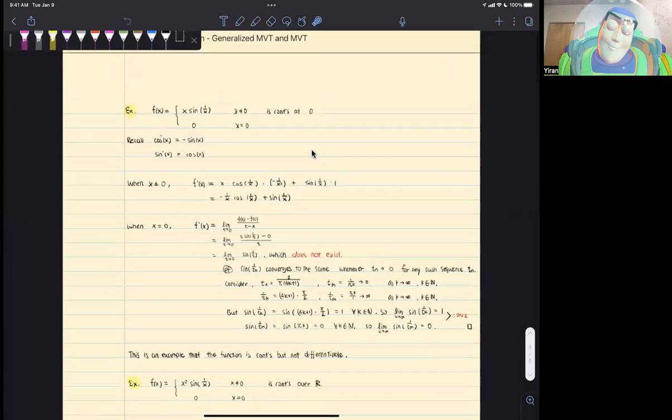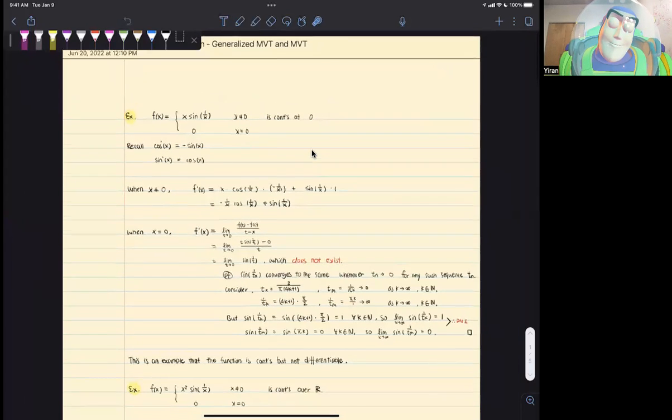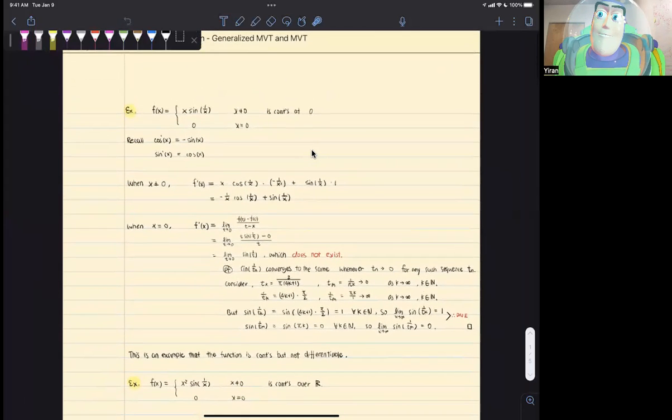In this video, I'm going to continue the topic of differentiation. Last time we introduced a definition and some basic properties, including the chain rule. Today our main goal is to prove the mean value theorem. But before that, I want to mention a little bit about the relationship between differentiability and continuity.